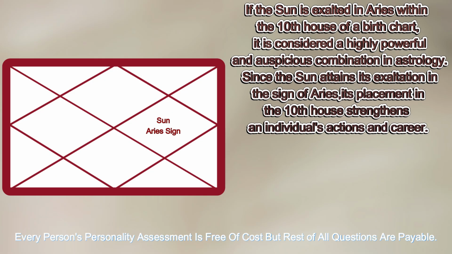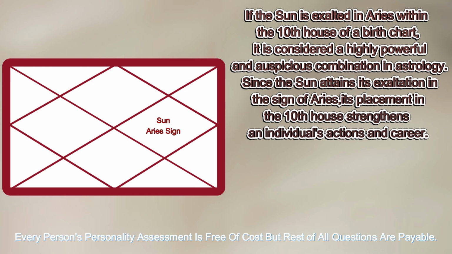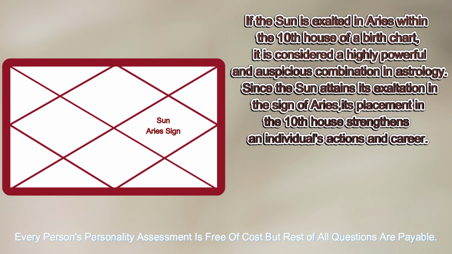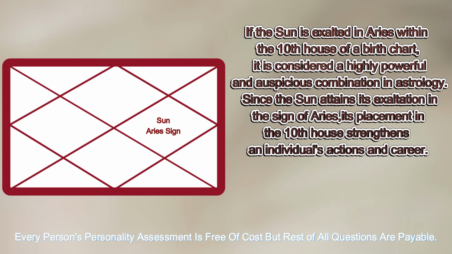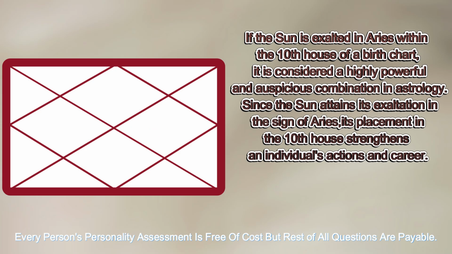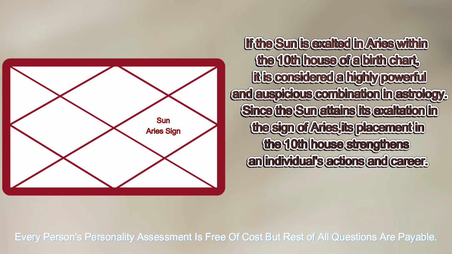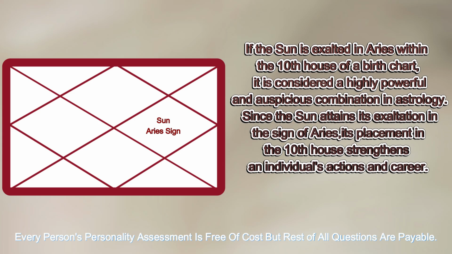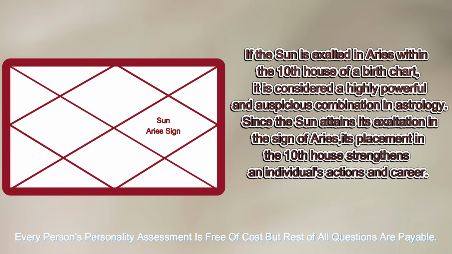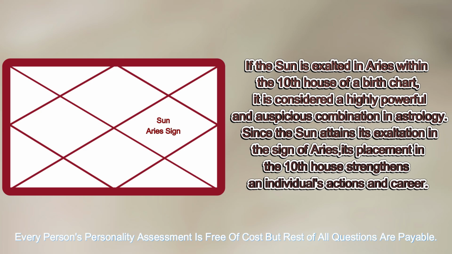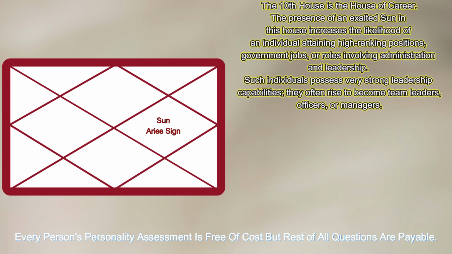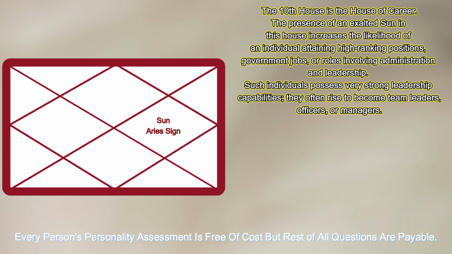If the sun is exalted in Aries within the 10th house of a birth chart, it is considered a highly powerful and auspicious combination in astrology. Since the sun attains its exaltation in the sign of Aries, its placement in the 10th house strengthens an individual's actions and career. The 10th house is the house of career.